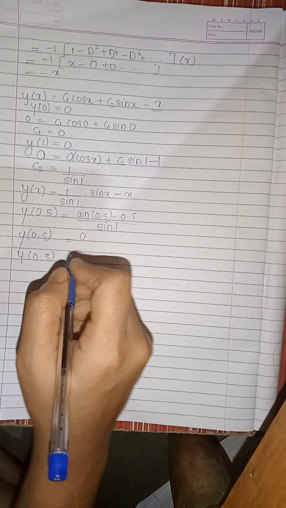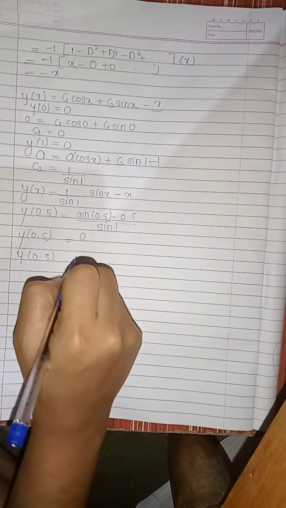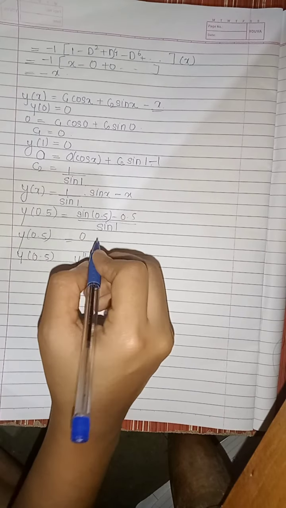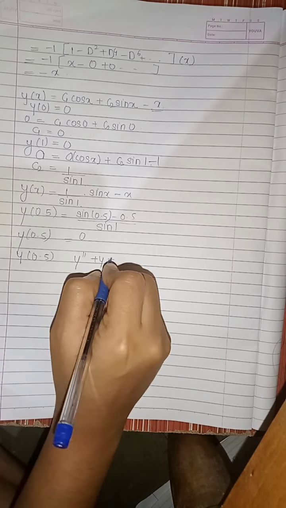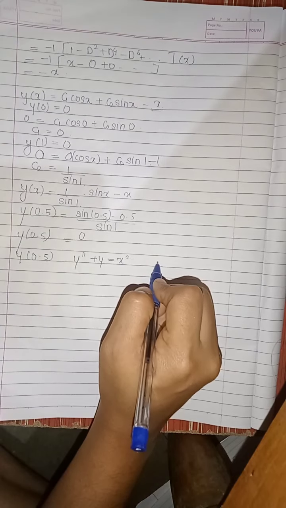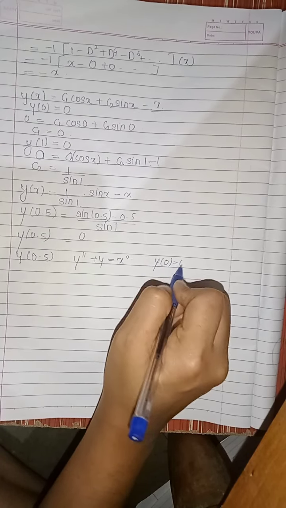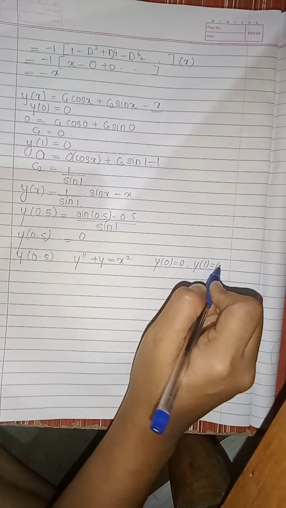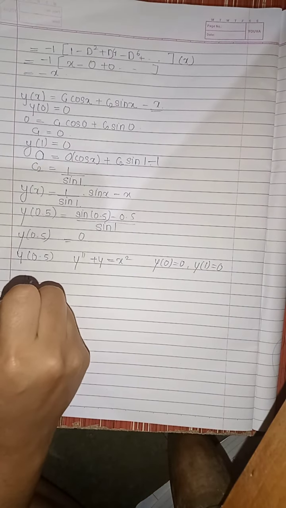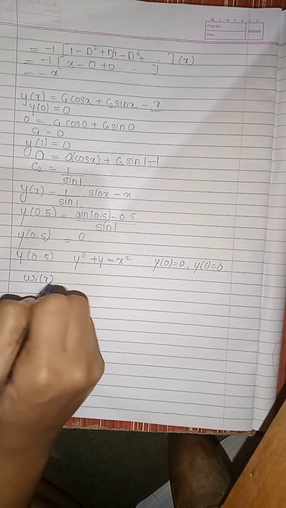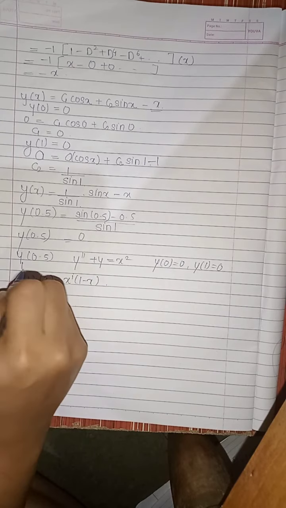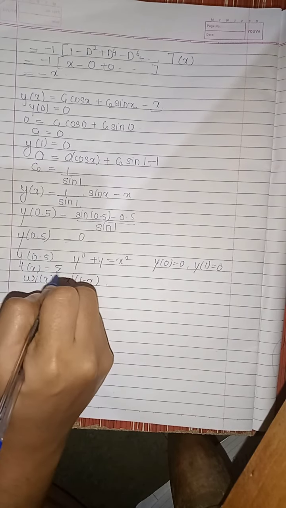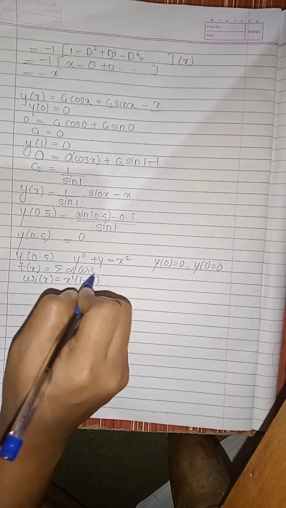Another example is you have to compute y of 0.5 and the differential equation given is y double dash plus y equals x square, and the boundary condition is y of 0 equals 0 and y of 1 equals 0. So now again we need to consider wi of x equals x raised to i into 1 minus x, and t of x equals summation alpha i wi of x.